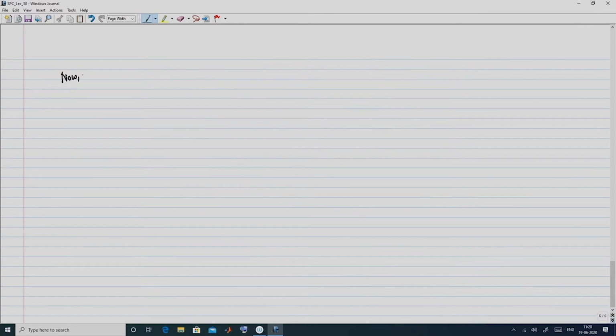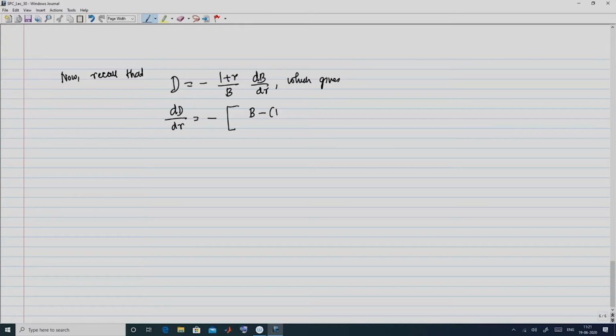Okay, so now recall that D is equal to minus of 1 plus r over B into dB dr, which gives the following. So, I can take the derivative of this. So, dD over dr is going to be minus of B minus 1 plus r B prime over B square into B prime, minus 1 plus r over B into B double prime. I am just using the product rule of differentiation.